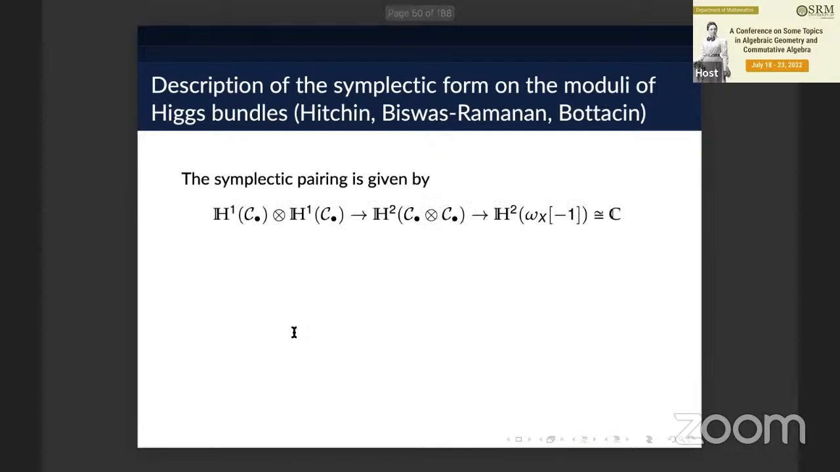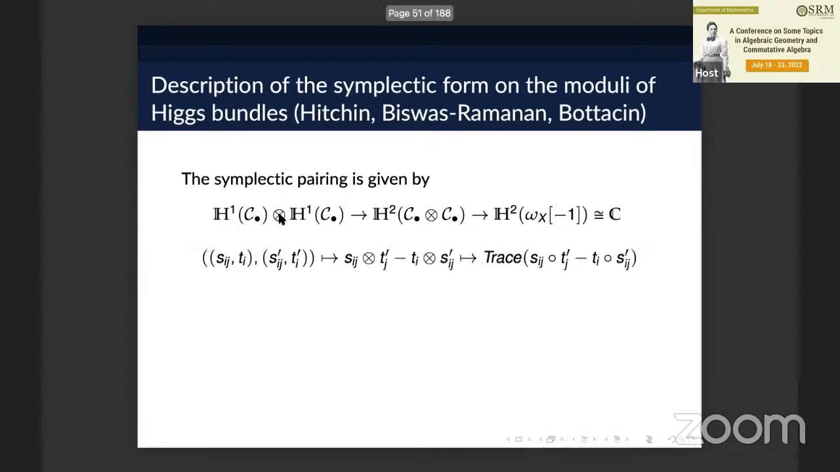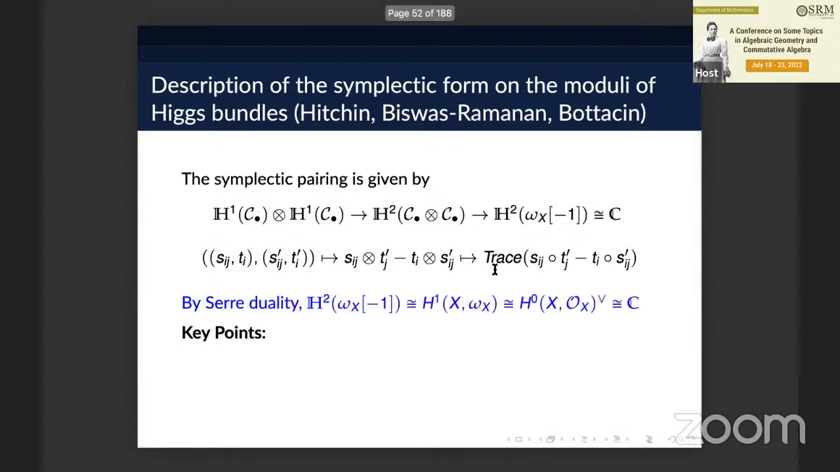Description of the symplectic form. The reference can be found in these papers. The symplectic pairing can be described as follows. If you want to read it out, this is the tangent space, so it has to be a pairing like this. By Serre duality, one can check that this is isomorphic to C.